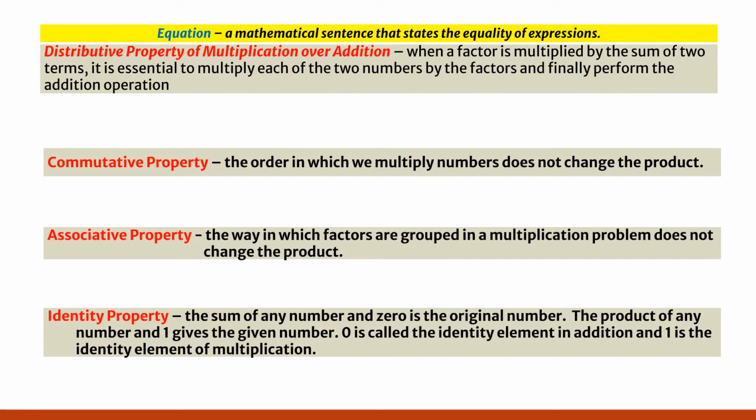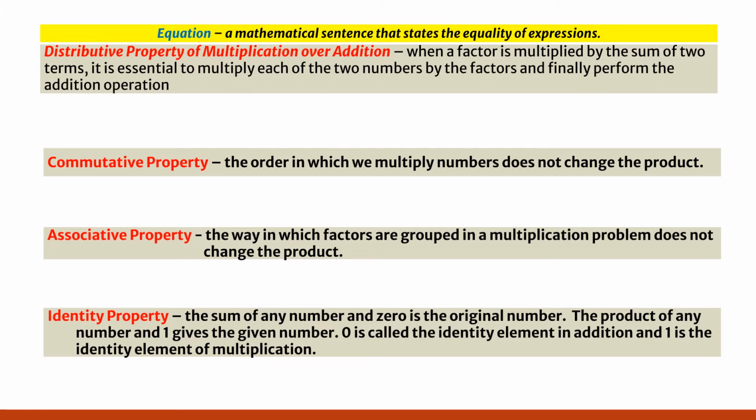Our next term is about equation. When you say equation, a mathematical sentence that states the equality of expressions. So yun ang tinatawag na equation. Now, in an equation, meron tayong different properties na pwedeng gamitin. One is distributive property of multiplication over addition. Ano naman ito? When a factor is multiplied by the sum of two terms, it is essential to multiply each of the two numbers by the factor and finally perform the addition operation.